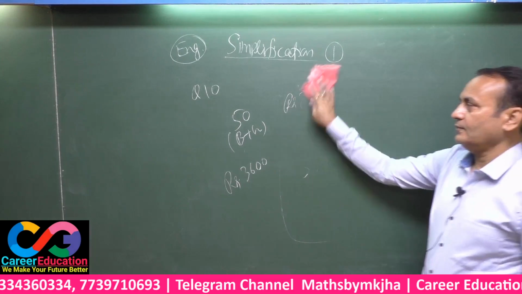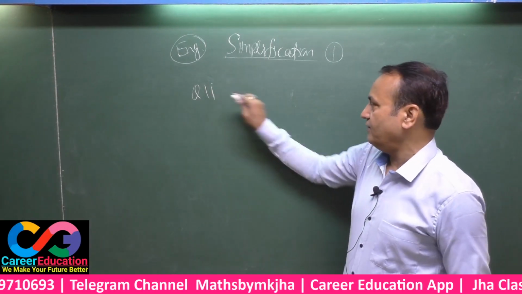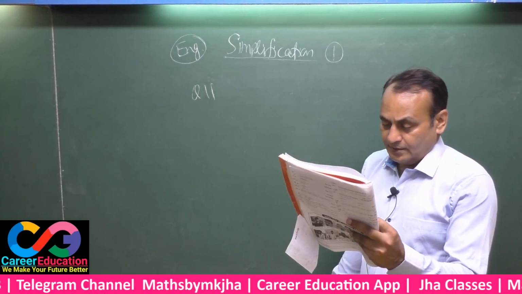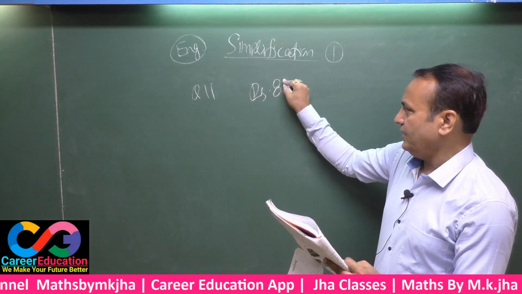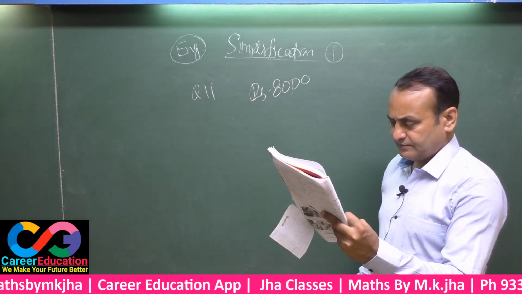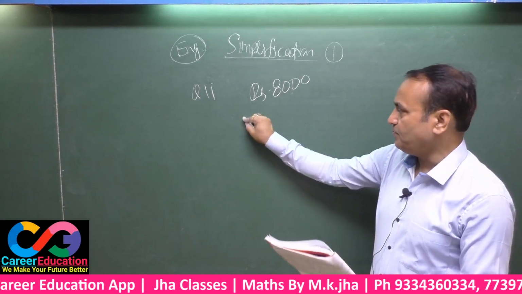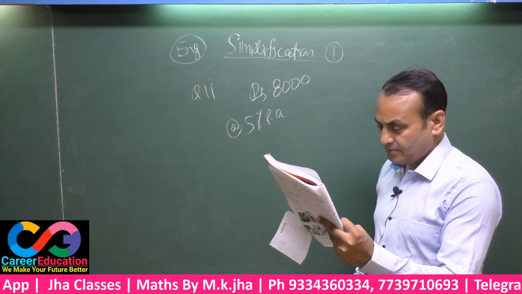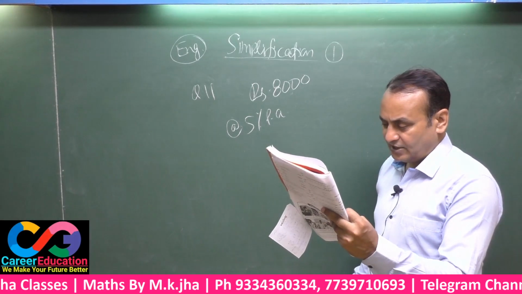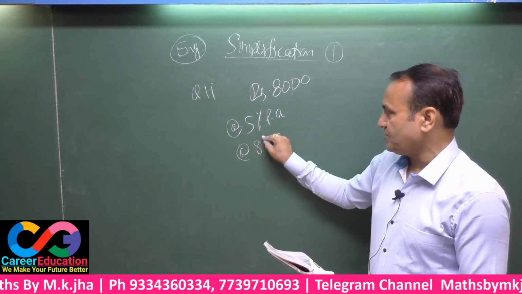Now come to question number 11. A man has 8,000 rupees. He invests some of them at 5% per annum, at the rate of 5% per annum, and the remaining amount at 8% per annum.